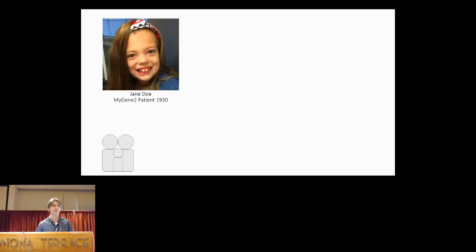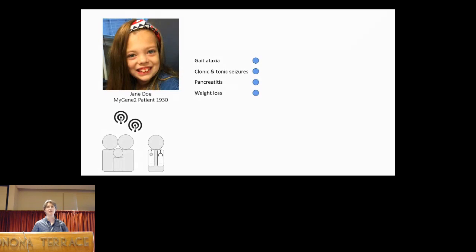This is Jane Doe, otherwise known as my Gene2 patient 1930. Now, Jane seemed like a perfectly normal, healthy child for the first many months of her life. But when she began walking, doctors described her walk as gait ataxia. Around the same time, Jane started having seizures, then developed pancreatitis, and because of all of this, rapidly started losing weight. So later genetic testing revealed that Jane has de novo mutations in the genes SSPO and NBEA.